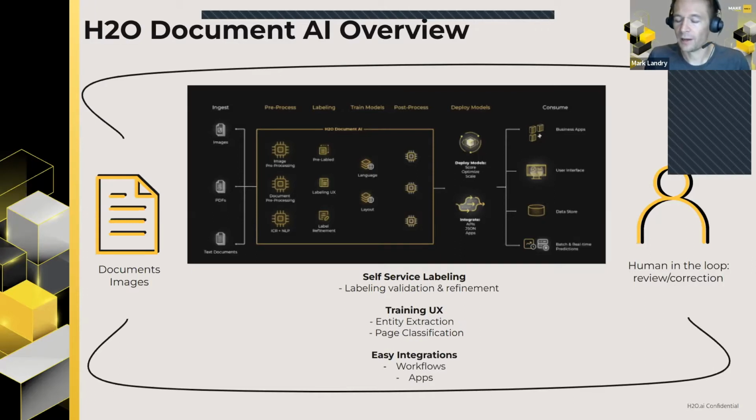Also with the UI, a big difference between this, there's a lot of unsupervised data in the tabular world, but most of the clients do not have labels for document AI. So a big part of what we do with the product you're about to see is this first one here, the self-service labeling, validation, and refinement.